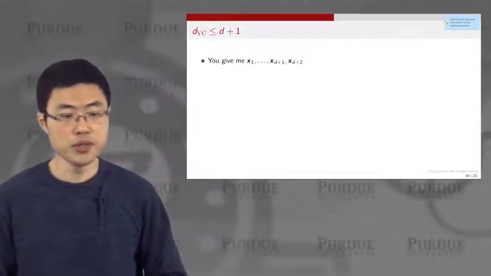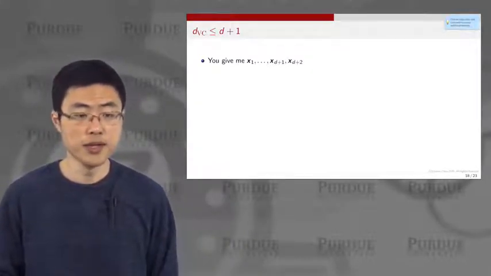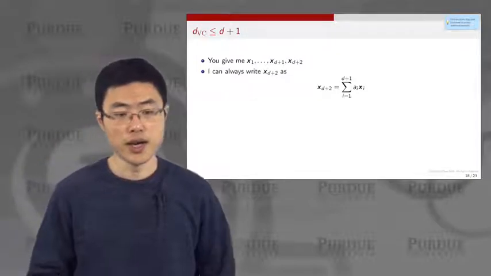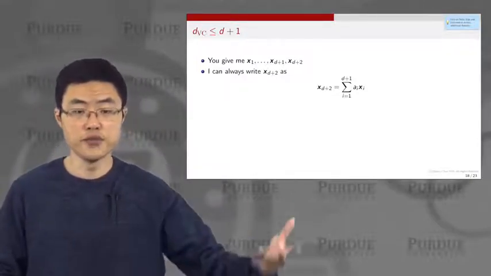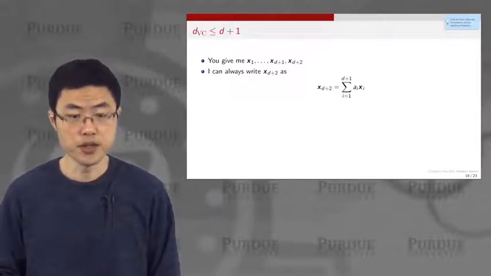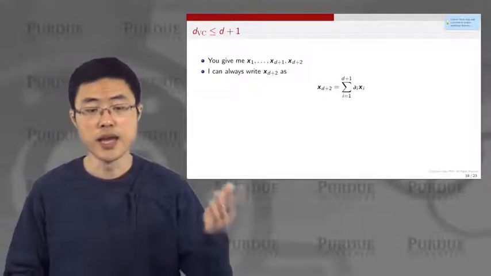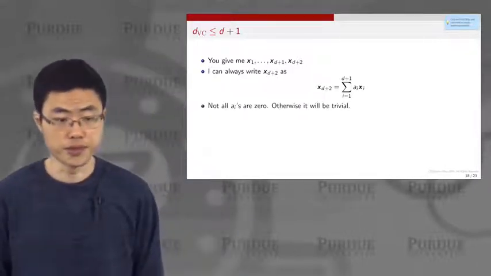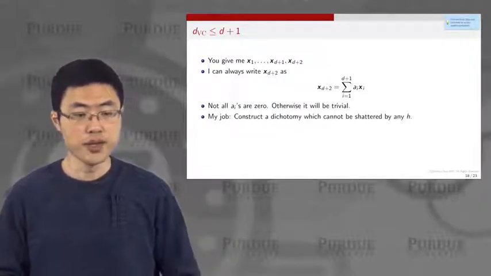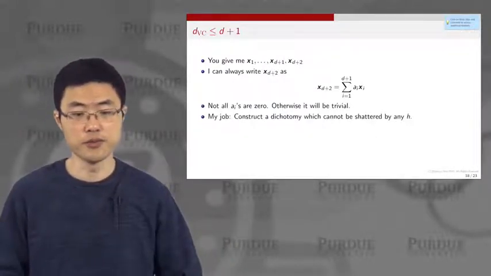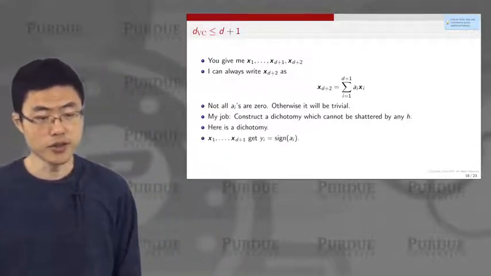Okay, so let's take a look at all these vectors. Suppose you have x1 through x(d+2). I can always write x(d+2) as a summation of the previous d plus 1 variables, because I do have the d plus 1 variables here, and so I can write it as a combination of the previous ones. And not all the a_i's are 0, otherwise it would be a trivial problem. And so my job is to come up with a dichotomy which cannot be shattered by any h. And here is a dichotomy.